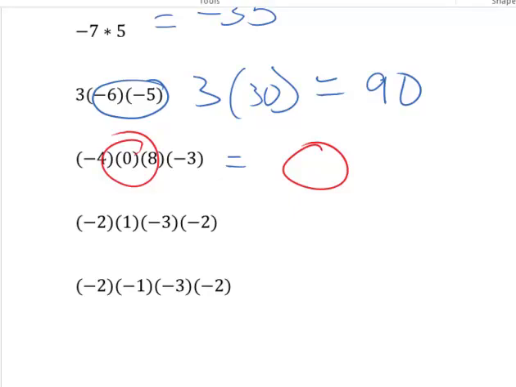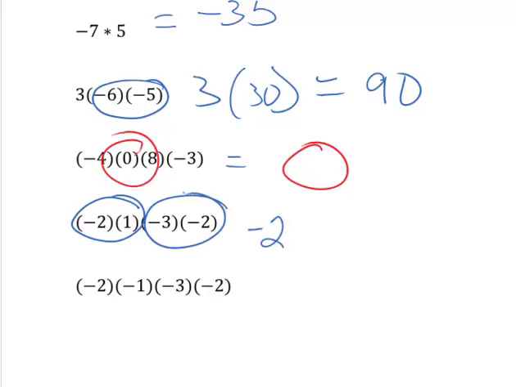And in the next problem that I have here, we have negative 2 times 1 times negative 3 times negative 2. So I'm going to just deal with my numbers 2 at a time. Negative 2 times positive 1 is a negative 2. Negative 3 times negative 2 is a positive 6. And negative 2 times 6 is a negative 12.